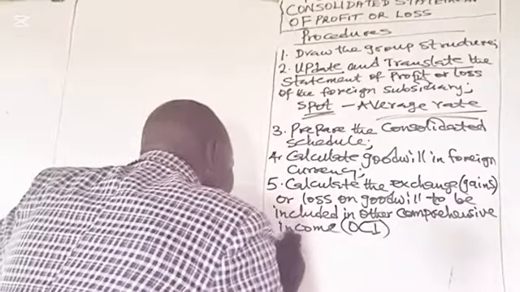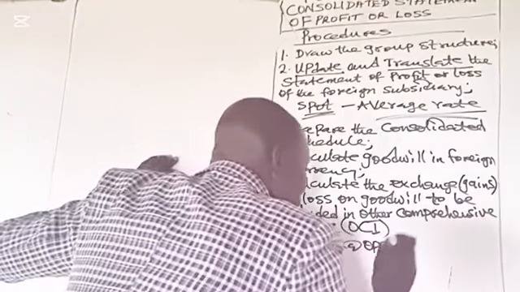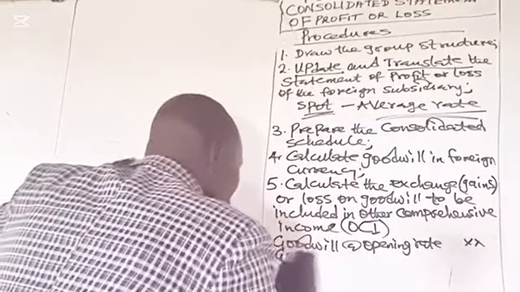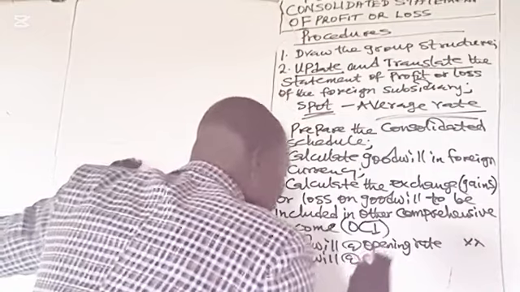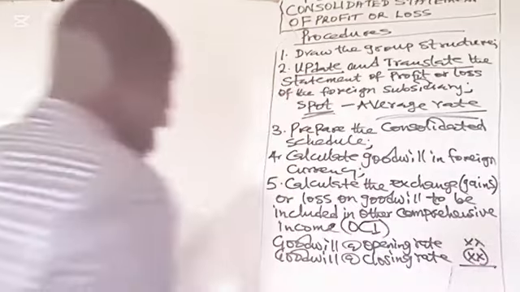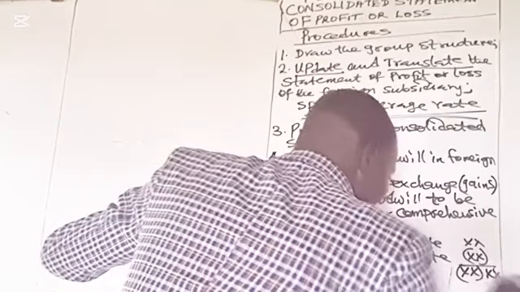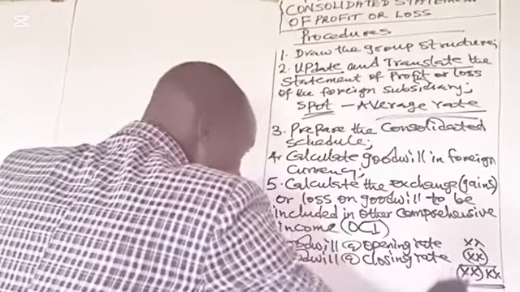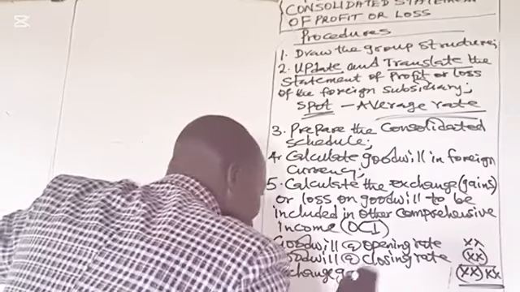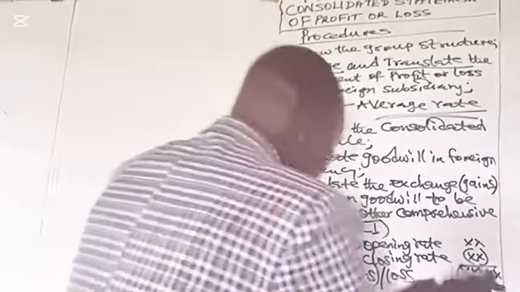It means goodwill translated at opening rate. Then you also translate goodwill at the closing rate. Where the goodwill translated at the closing rate is greater than the goodwill translated at the opening rate, you get the exchange gains. That is where it is negative. So you have exchange gains minus or loss on translation of goodwill.